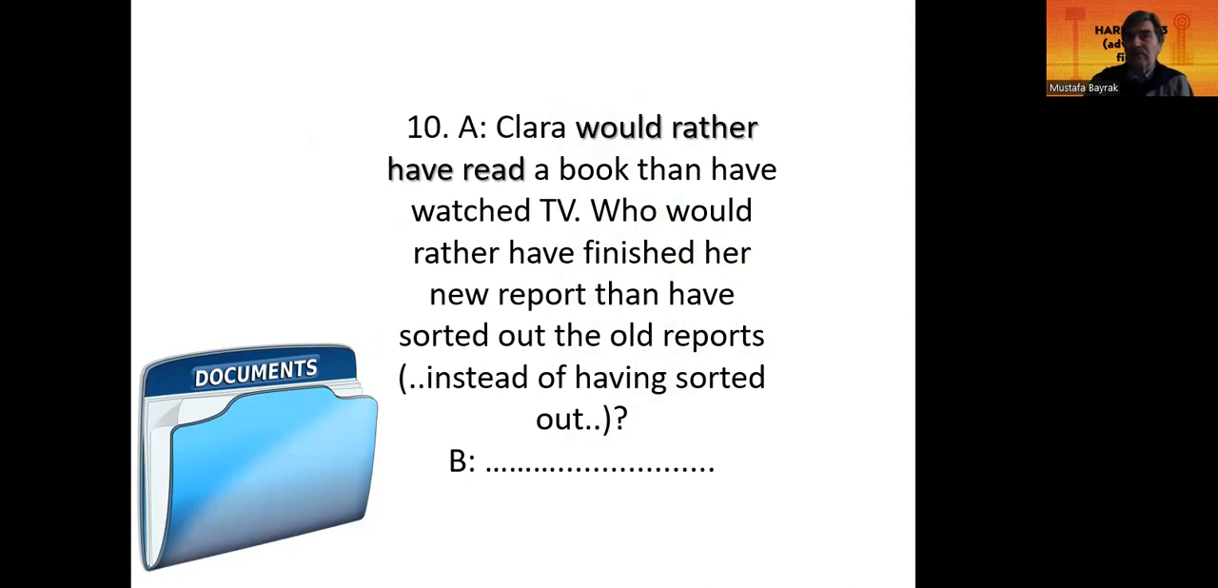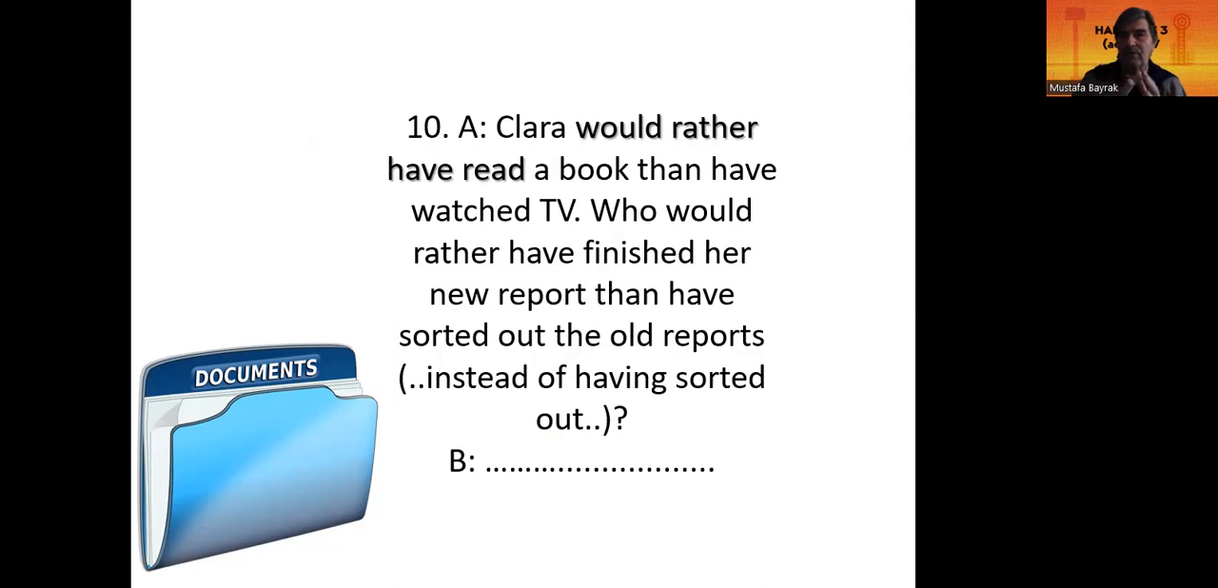Clara would rather have read a book yesterday. Would rather means prefer. We have a full presentation about that kind of sentences. About preferences. This is really important.